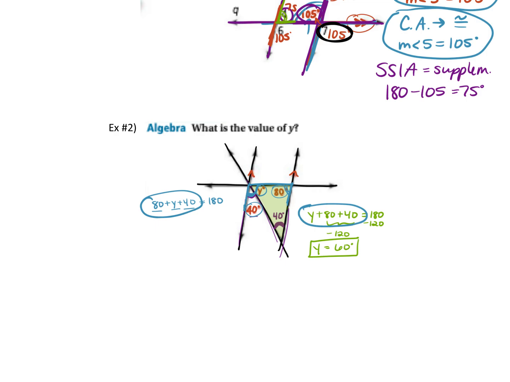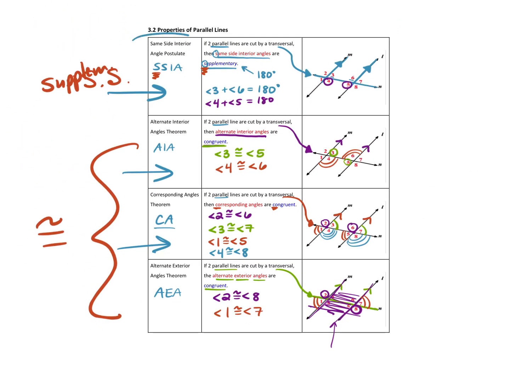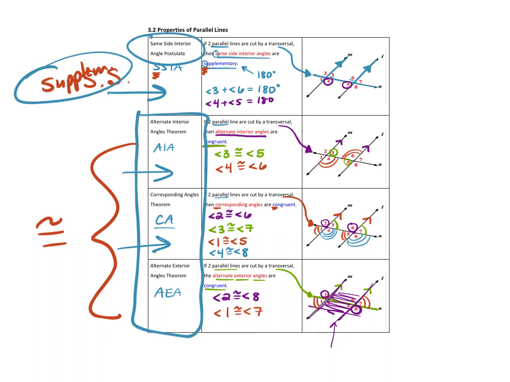Let's just go back up to the top real quick. Keep in mind, same side interiors are supplementary. Everything else, alternate interiors, correspondings, alternate exteriors are congruent. If you can keep that straight, you're going to be in great shape, okay?